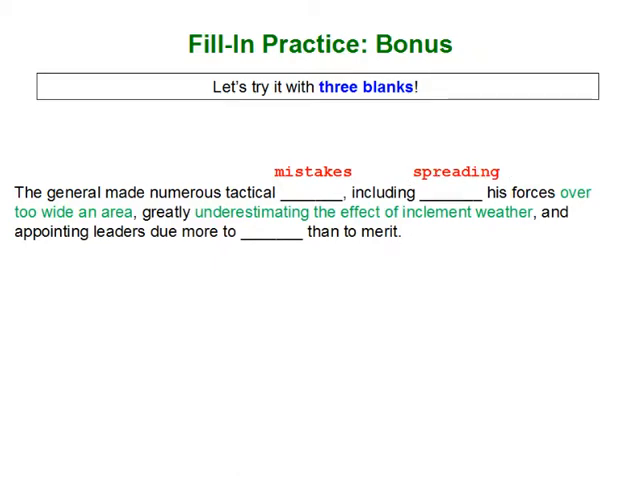We could have spreading the forces over, dispersing the forces over too wide an area. With the third blank, we might struggle to come up with what are other reasons, due to what rather than merit. We might say due to camaraderie, due to cronyism or nepotism, if we know that word, due to personal reasons, maybe just because they're his friends or his relatives or something like that. So just make sure that when you're working text completion problems with multiple blanks, you look for the easiest blank to do first, and you allow some of those blanks to help you fill in other blanks as you sort of go through the process.